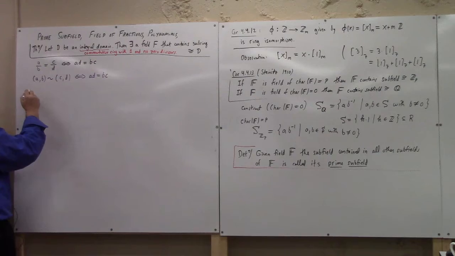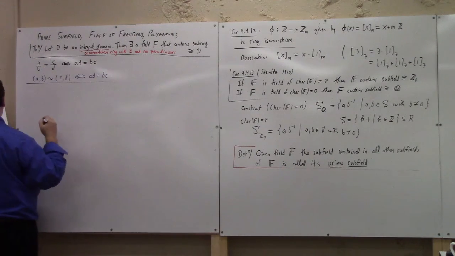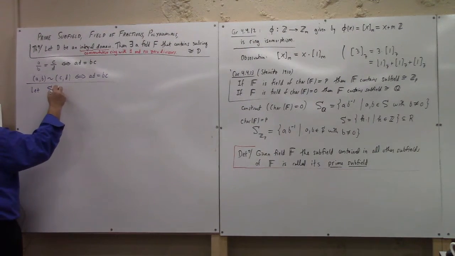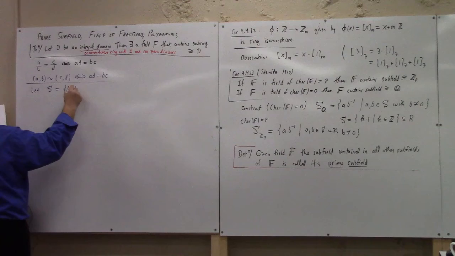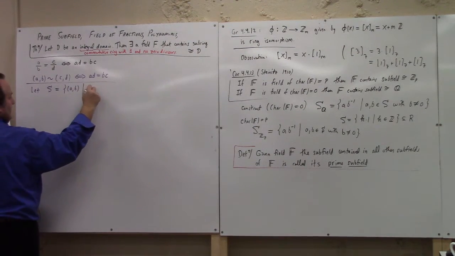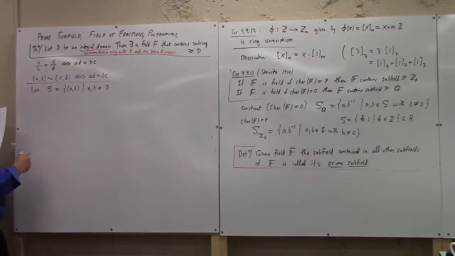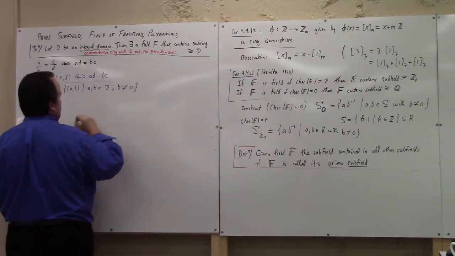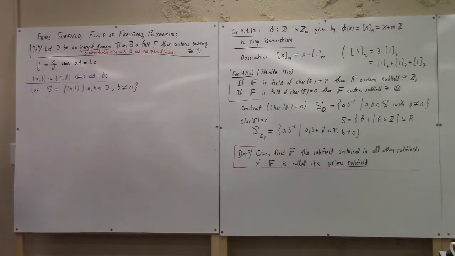I'll start the proof here. How about that? Let S equal the set of A comma B such that A and B are in D, right? And D doesn't have to be real numbers, it doesn't have to be complex numbers. It's just an integral domain, okay? And we do want B not to be 0, right? So if you like, this is our set of formal fractions. You could think of it that way.